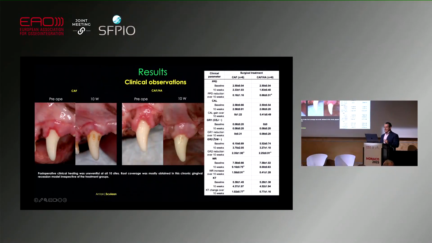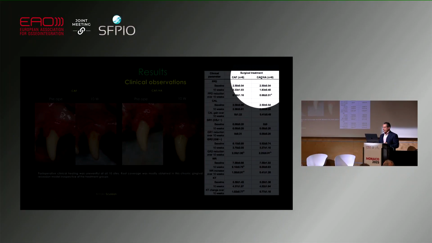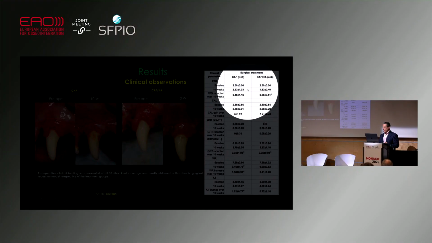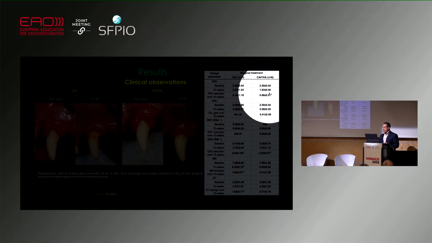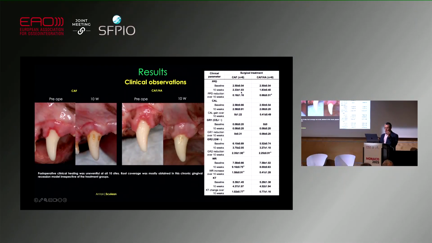Now when we look at the clinical measurements, one feature was very important, and this feature you can see here. At the baseline, where probing depth was more or less similar, no difference between the test and the control. However, at 10 weeks, we observed 0.6 millimeters less probing depth in the test group compared to the control one, which may indicate something.